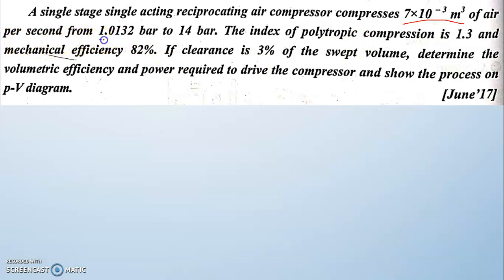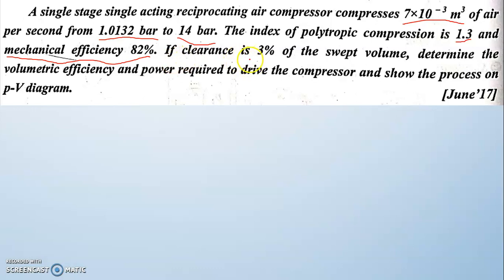From P1 is given as 1.0132 bar to P2 is given as 14 bar. Index of polytropic compression, small n, is given as 1.3. And the mechanical efficiency, that is already discussed, it is the ratio between the input to the compressor and output from the compressor, is 82%, that is 0.82.